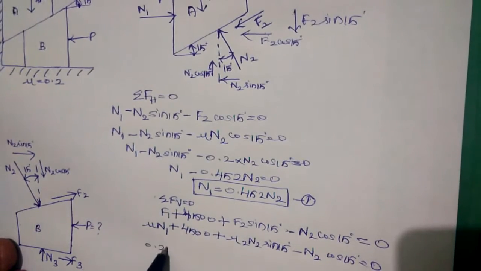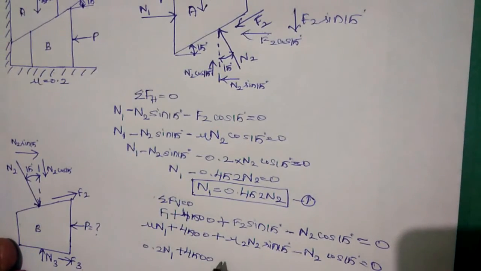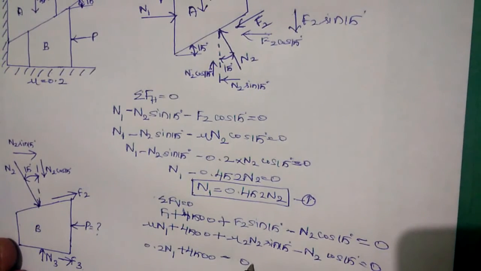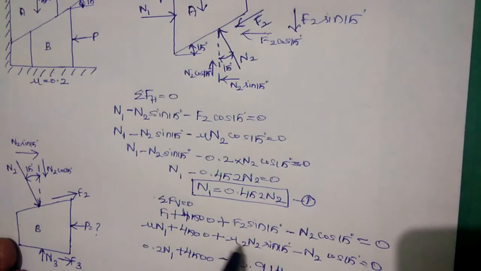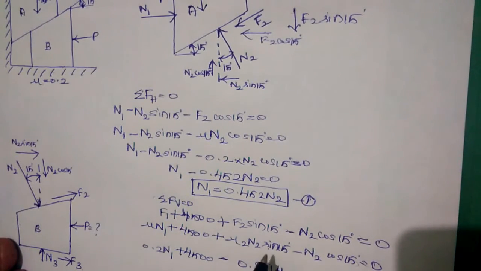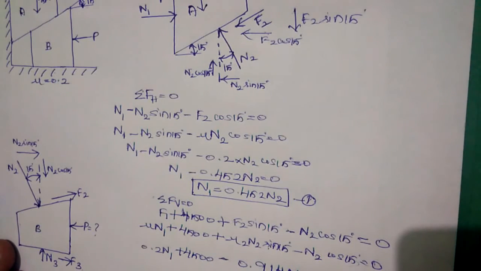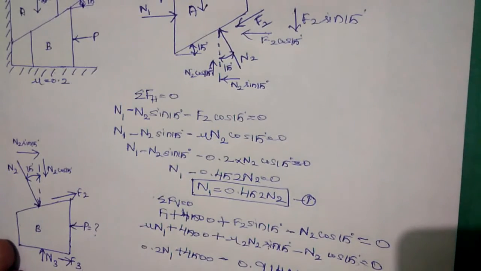So 0.2 of N1 plus 4500 minus 0.914 N2. After substituting 0.2 and solving for sin 15 and cos 15 gives this equation. This can be written as 0.914 N2 is equal to 0. This is written as equation 2.